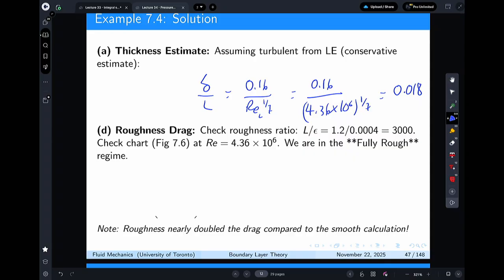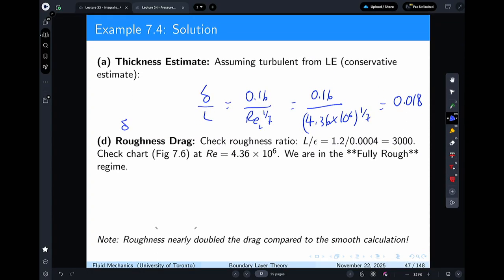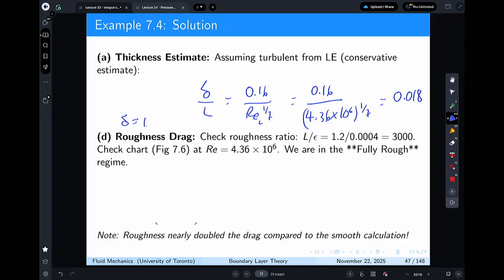Okay, not very thick. Delta, in this case, will be, yeah, I said 1.2 feet, is 1.2 times 0.018, which is equal to 0.0216 feet. All right, so I have 0.0216, 0.24 inches, so about a quarter inch.